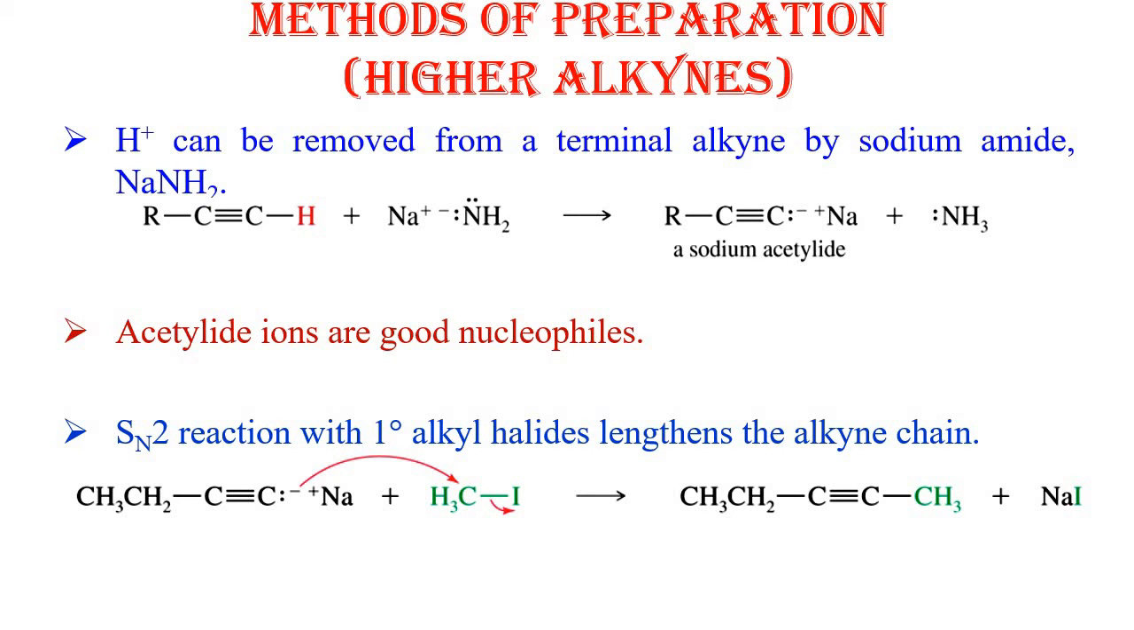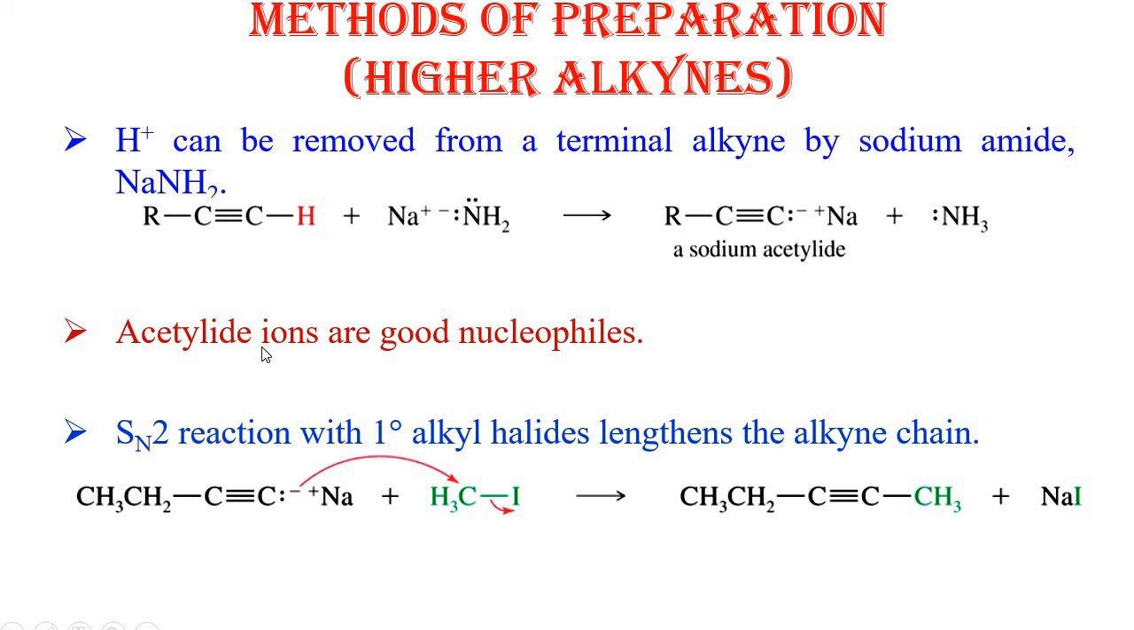Higher alkynes can be prepared by removing the terminal hydrogen with a strong base like sodamide, and the acetylide ion thus formed is reacted with an alkyl halide to form long chain alkynes. H positive can be removed because terminal alkynes have acidic nature, so H positive can be easily removed by treating it with a strong base to form sodium acetylide. Acetylide ions are strong nucleophiles.